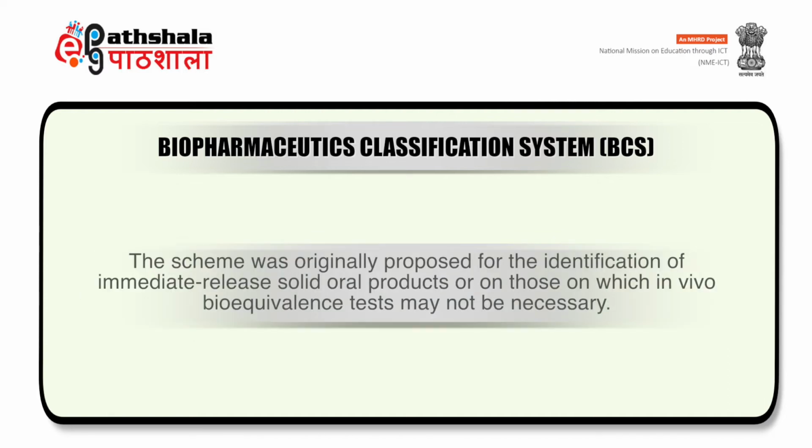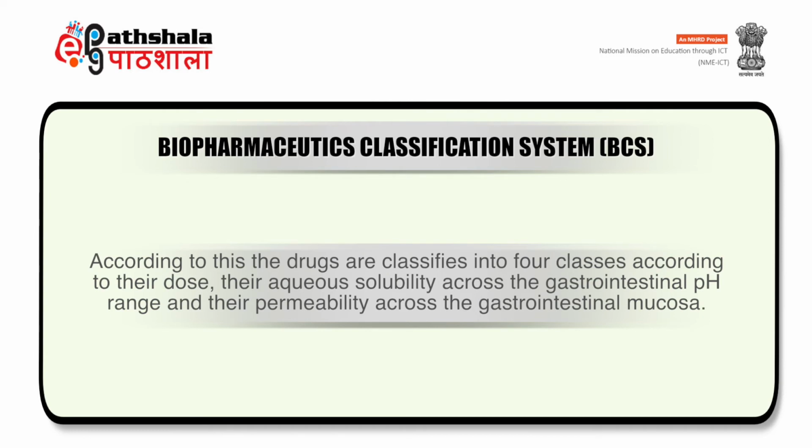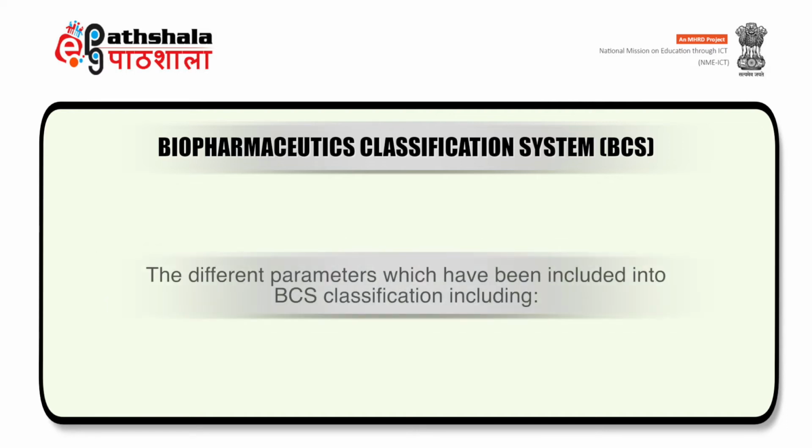The scheme was originally proposed for the identification of immediate release solid oral products on which in vivo bioequivalence tests may not be necessary. According to this, the drugs have been classified into 4 classes according to their dose, their aqueous solubility across the gastrointestinal pH range, and their permeability across the gastrointestinal mucosa. The different parameters which have been included in the BCS classification include solubility.